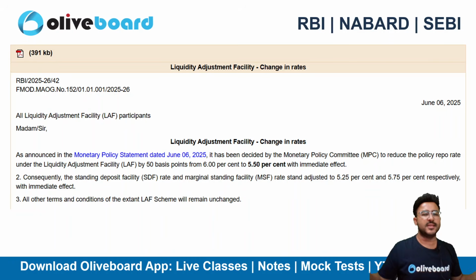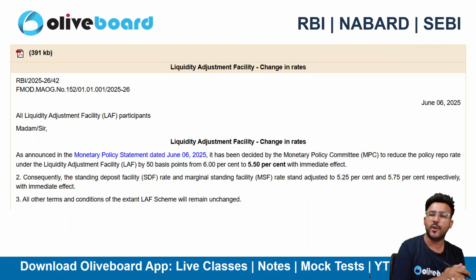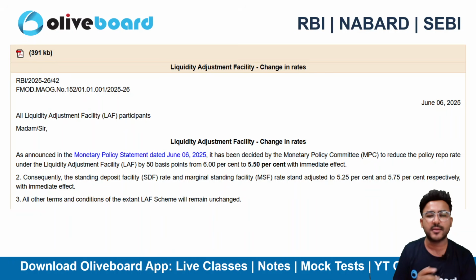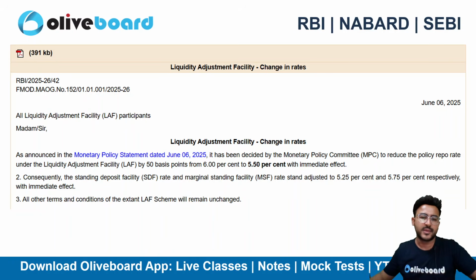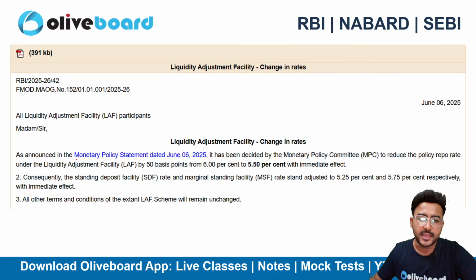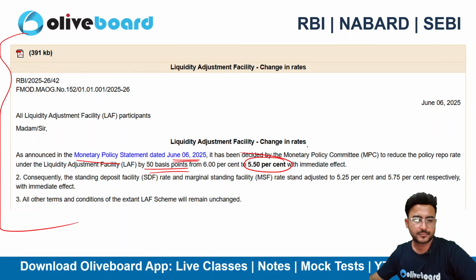Next is changes in the liquidity adjustment facility. We all know that RBI slashed the repo rate by 50 basis points. Usually they do it by 25 basis points. However, in the monetary policy statement dated 6th June 2025, they slashed it by 50 basis points. So the new rate is as of now 5.5%. So that's the notification for it. If I talk about SDF and MSF, they are already 5.25% and 5.75% respectively.